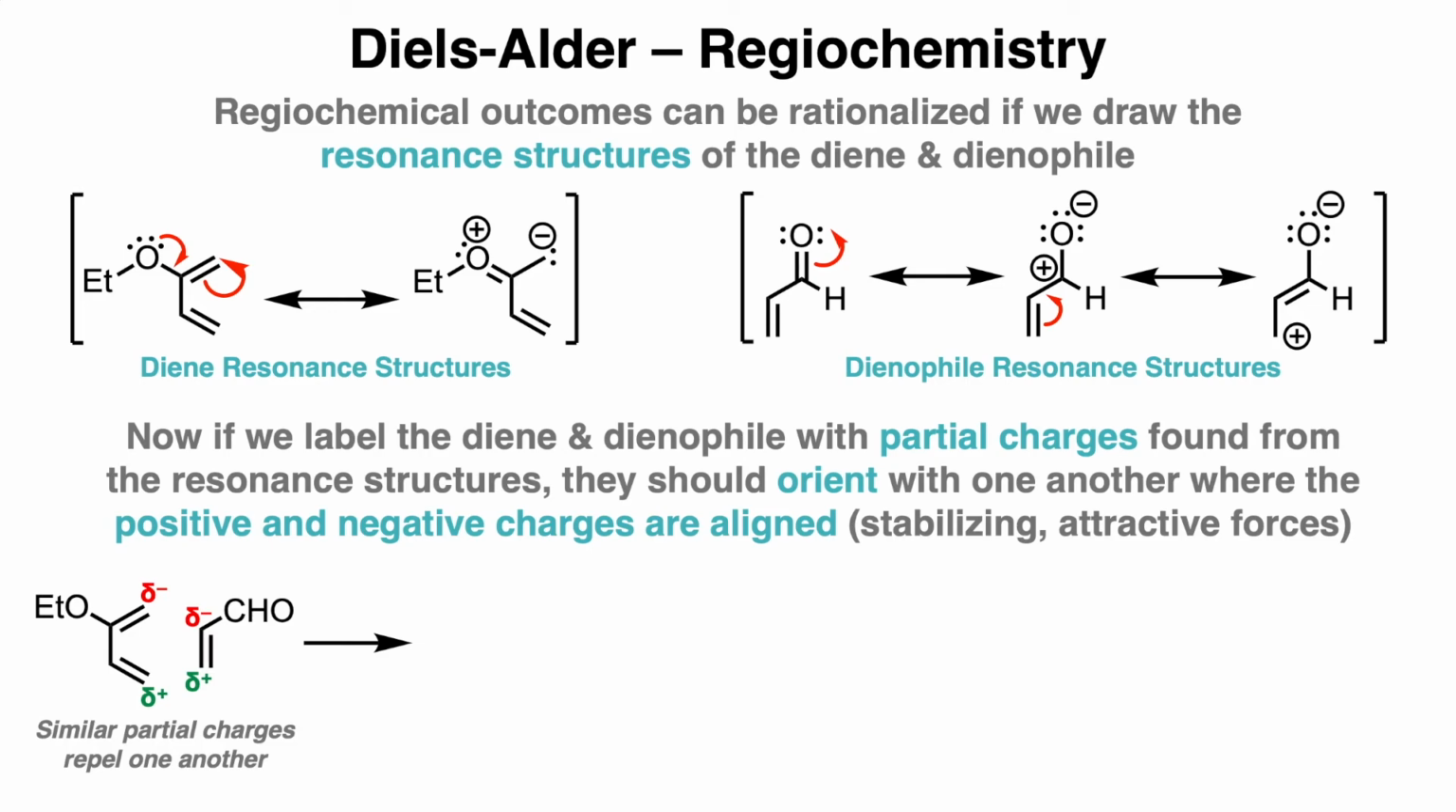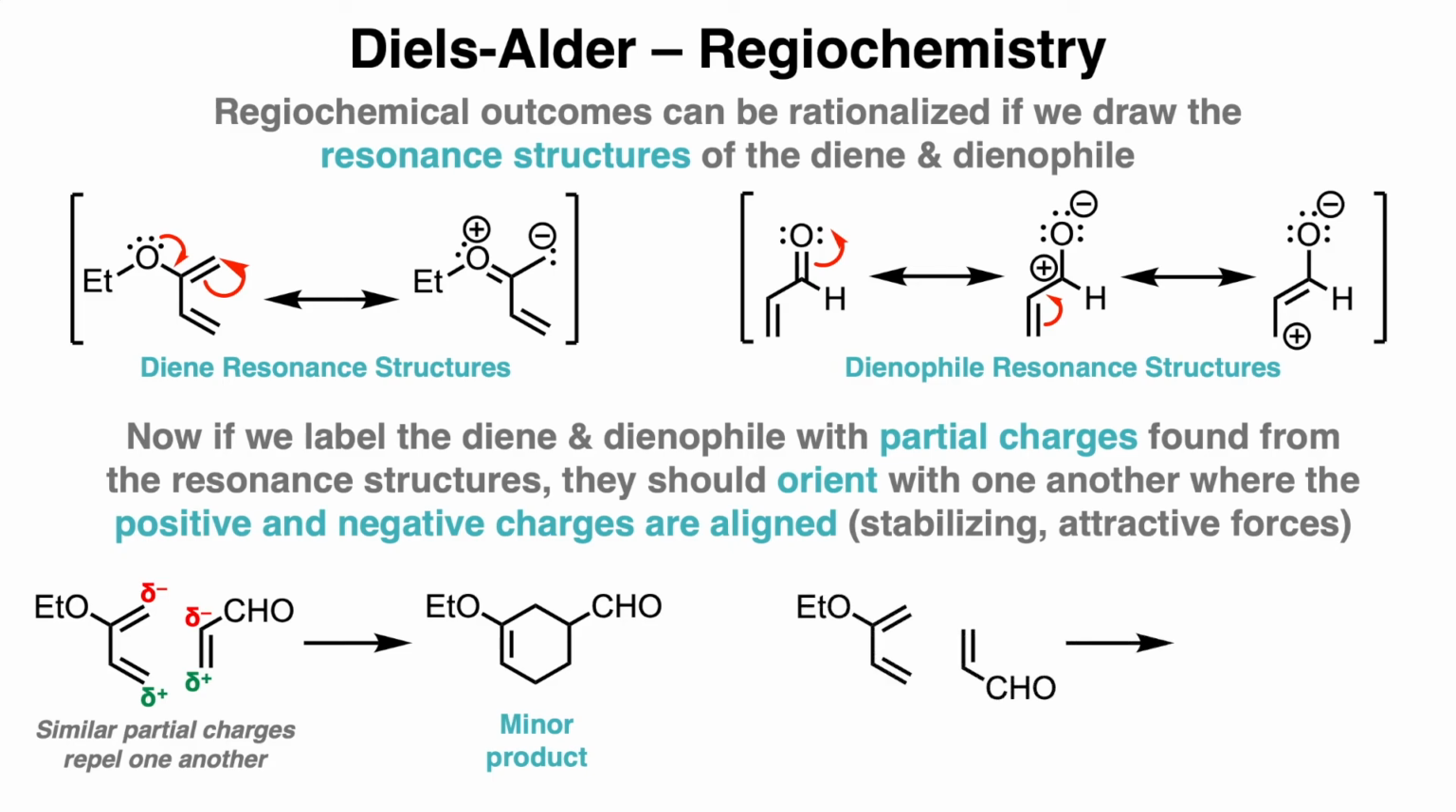Then let's look at the dienophile where the aldehyde group is at the top. The carbon atom closest to the aldehyde is partially negative based on the resonance structures, and the bottom carbon is partially positive. Notice that the partially negatives are lined with one another and the partially positives are lined with one another. Because similar partial charges repel one another, this forms the minor product. Now if we flip the dienophile over, where the aldehyde is now pointing to the bottom, now notice that the positive and negative partial charges are now aligned, and this forms the major product.